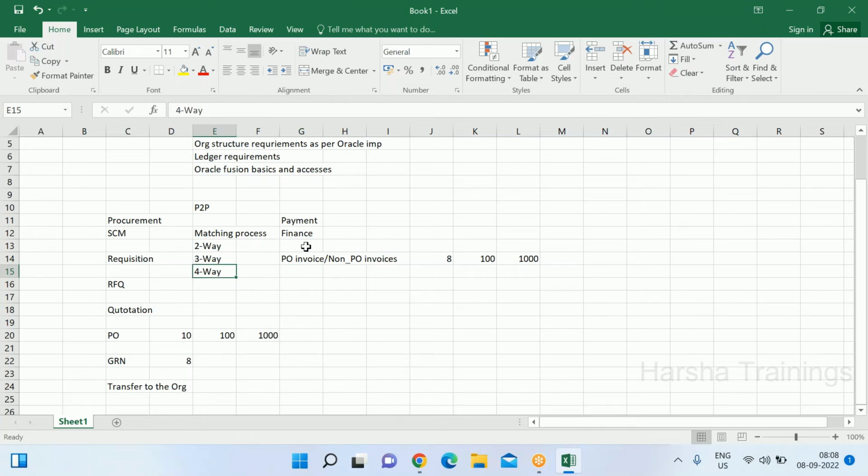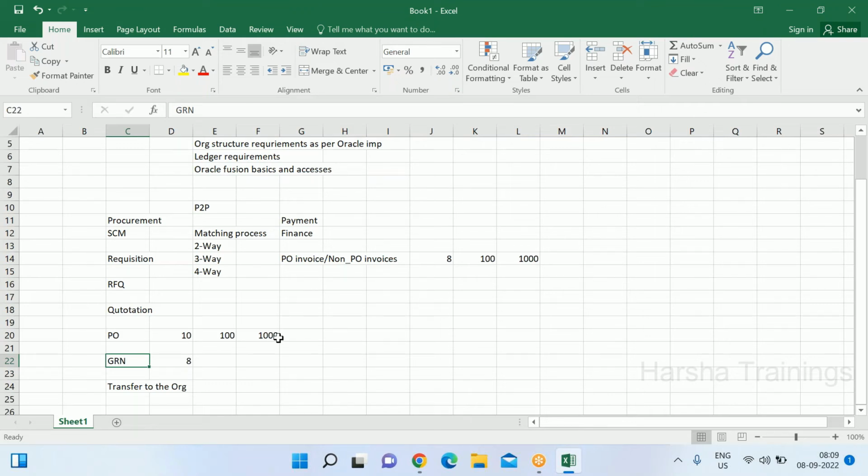And for four-way match, the invoice needs to match with the purchase order, GRN, as well as inspection. There will be an inspection. Inspection is kind of like, let's say, material ordered is 1000 units, so that inspection will be done. And once inspection is done, then they will change the status as inspection is done, and then the invoice can be processed.